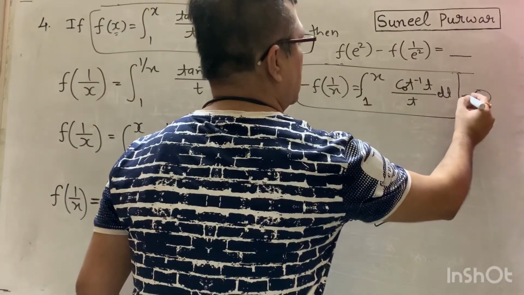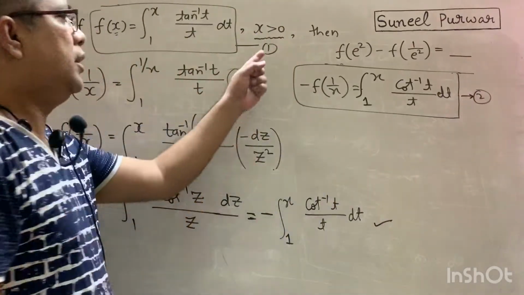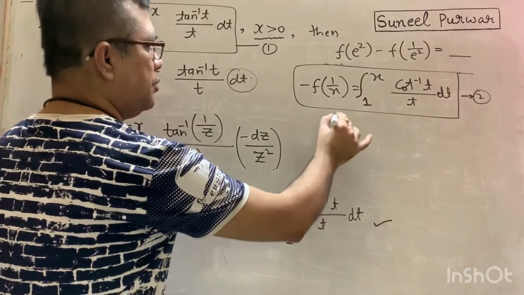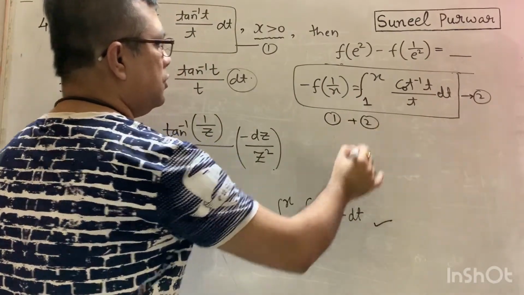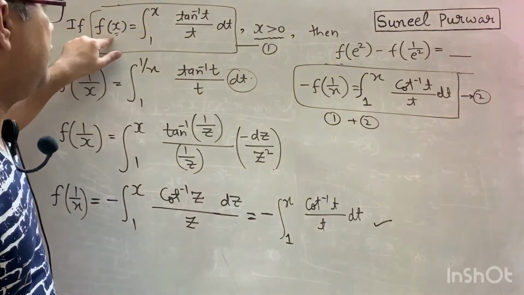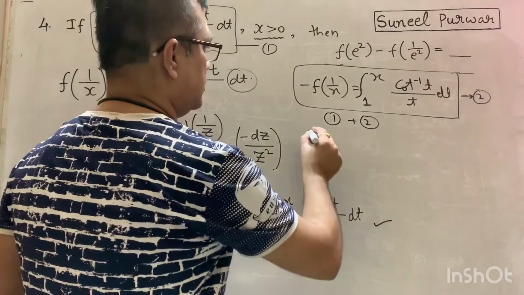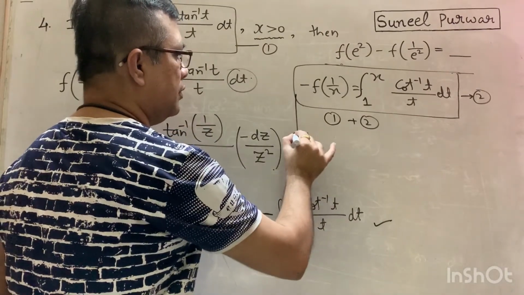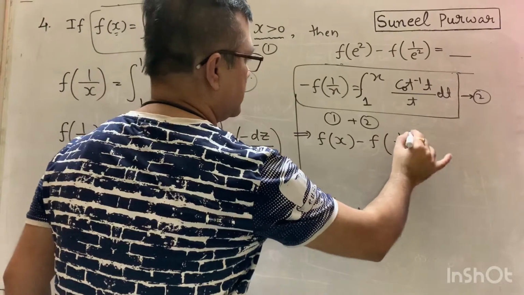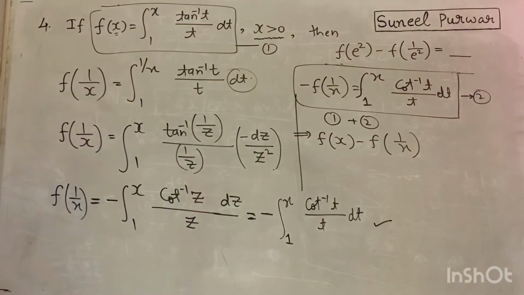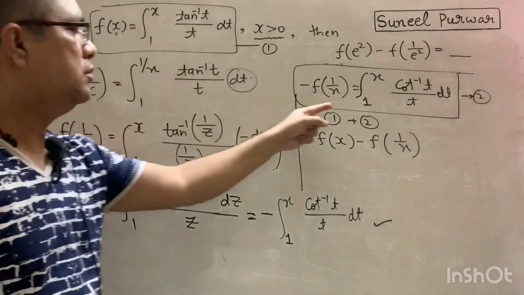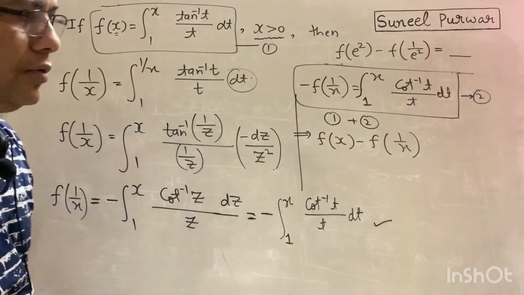Now, if you add the relation 1 and 2, let's add the relation 1 and 2, okay? So 1 plus 2. So if you do 1 and 2, the sum of LHS would be f of x minus f of 1 by x, okay? What will you have? F of x minus f of 1 by x. Now let's add the RHS. So their RHS are having integrals. This is 1 to x, this is also 1 to x. Let's add those two integrals.